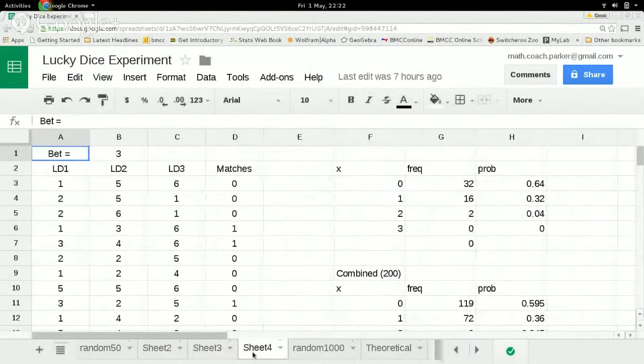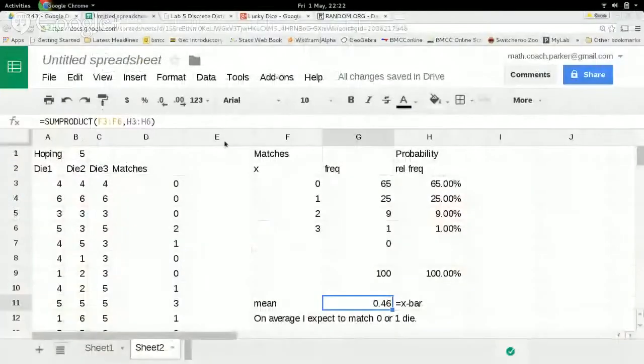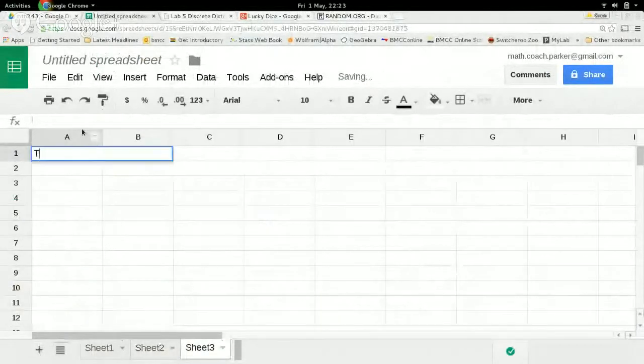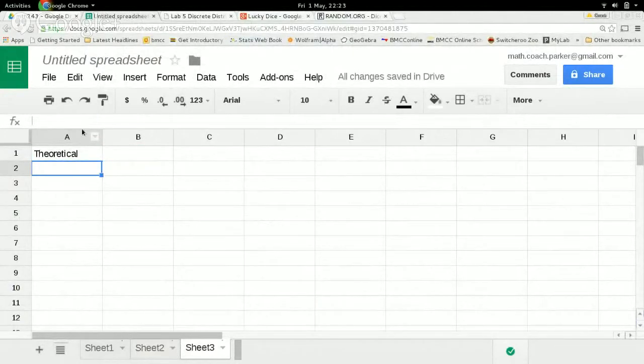What I would like to find are the theoretical probabilities. So we're going to take a shot at that next. So I'll guide you through that. Let's go back to the other sheet. Easiest situation to look at would be finding 3 matches.